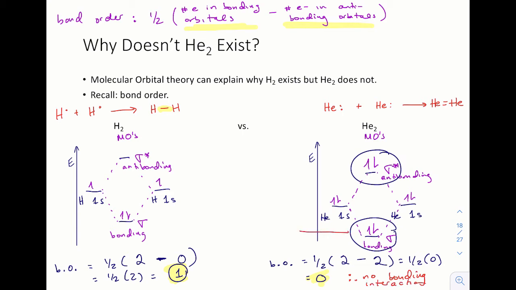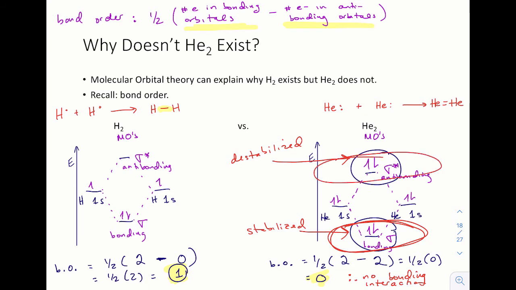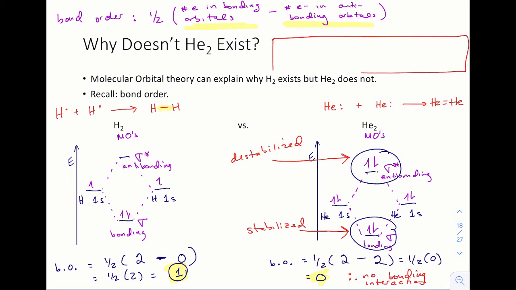Although 2 electrons were stabilized by populating the low energy bonding orbital, the other 2 electrons were destabilized at higher energy due to populating the antibonding orbital. So overall, the effect of the bonding orbital is canceled out by the higher energy effect of the antibonding orbital. Okay, what have we learned here?